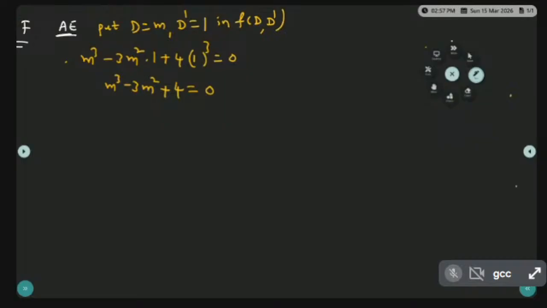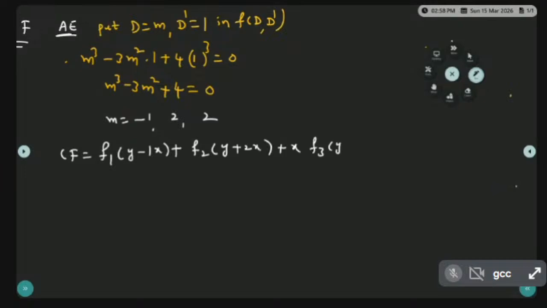What are the roots, dear students? Tell me. -1, comma. And what is the complementary function? Complementary function: f1 of y minus 1x, plus f2 of, plus f3 of. 2 is repeated, so x will come. f2 of y plus 2x plus x f3 of y plus 2x.